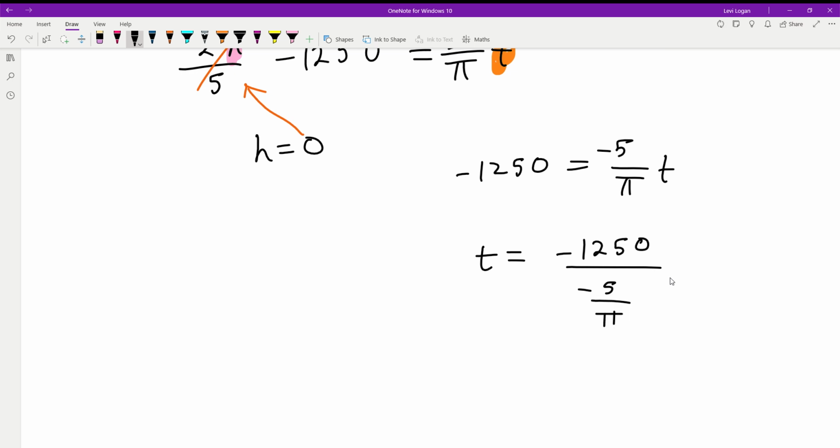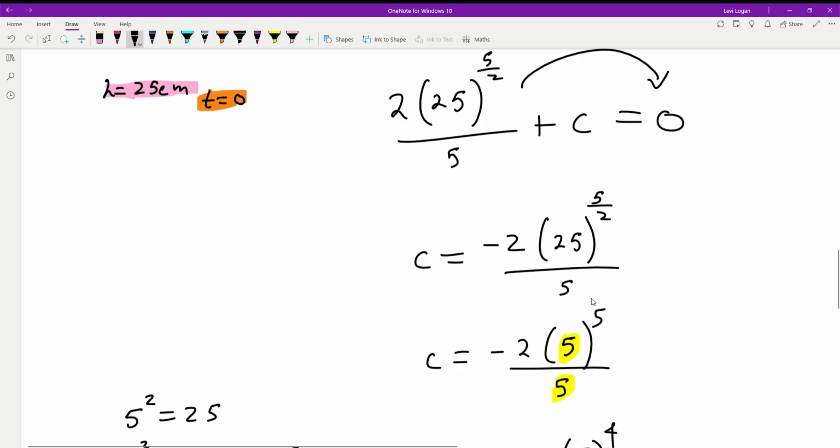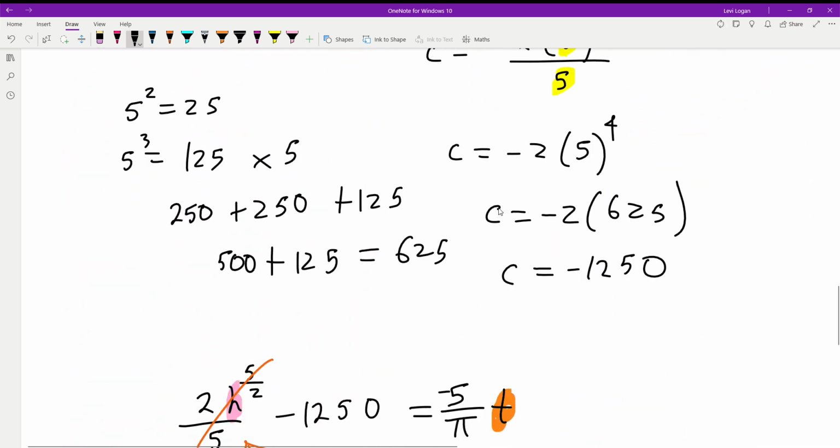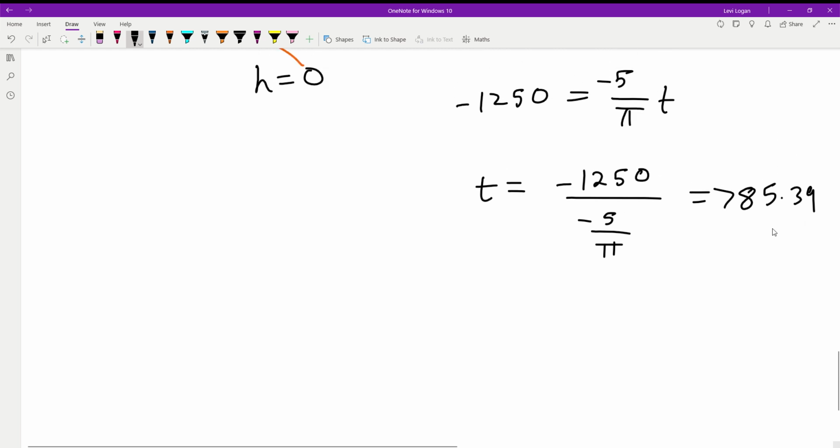And then we can just chuck that in the calculator. Give me one second because I can't do that in my head. -5 on shift pi. That's going to give you 785.39. Okay. Now that will be, what's the units for this one? In minutes. Okay. So if you want to convert that to hours, divide that by 60, and it's about 13.08 hours.